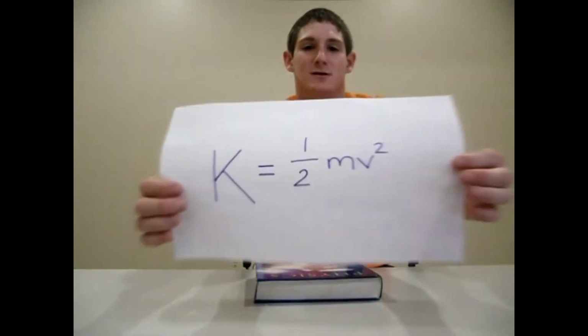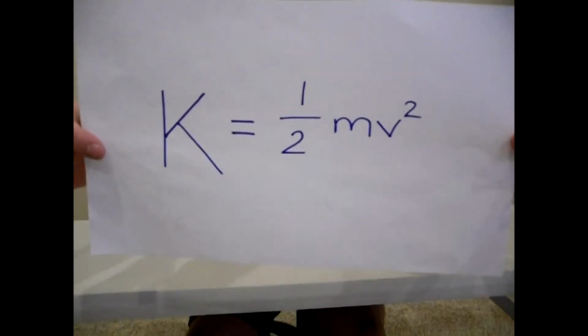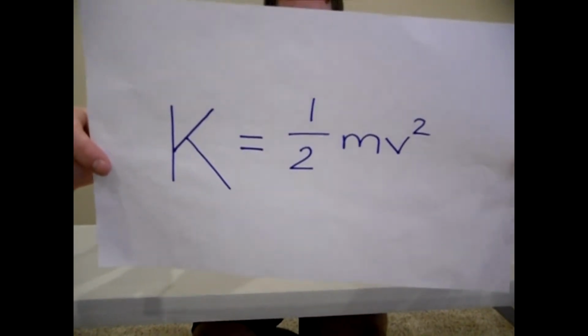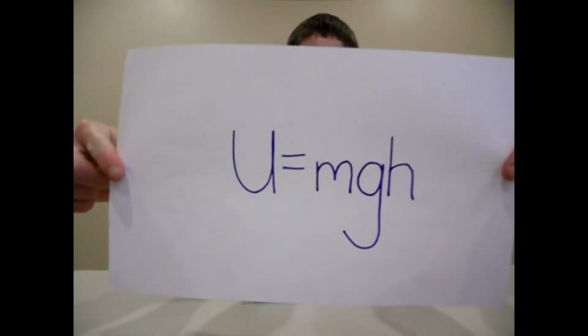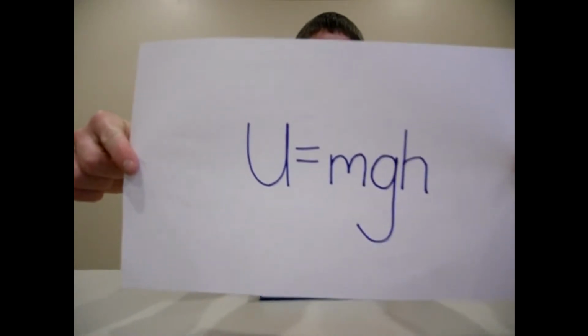The equation for kinetic energy is as follows. K, kinetic energy, equals 1/2 mass times velocity squared. K equals 1/2 mv squared. The equation for potential energy is as follows. U equals mgh. U equals mass times gravity times height.